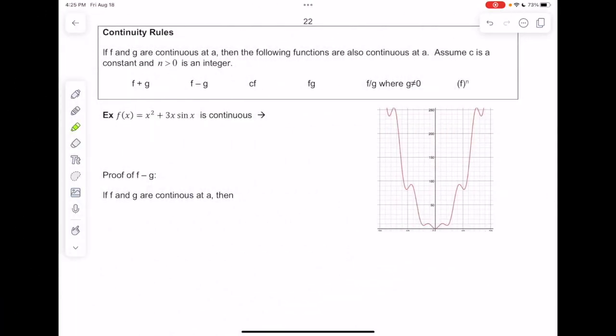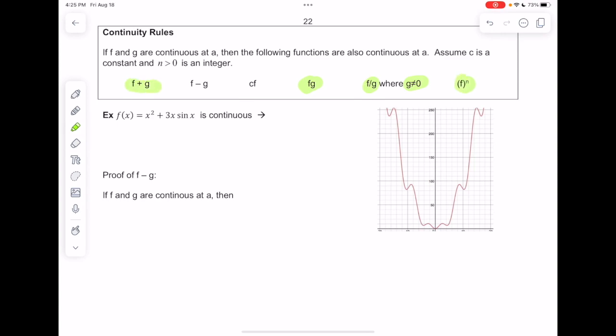All right, before we do more examples, let's go ahead and present some continuity rules. If f and g are continuous at a, then the following functions are also continuous at a. Assume c is a constant and that n is an integer greater than 0. So if f and g are both continuous at a, then so is the sum of those two, the difference, a constant times one of them, the product of the two, the division of the two as long as the denominator is not 0, and one of them raised to a power.